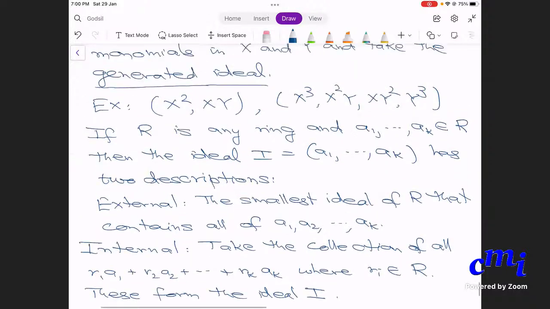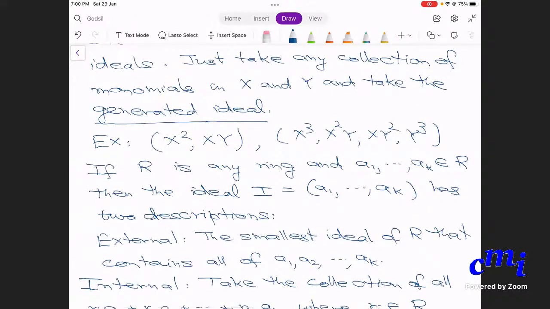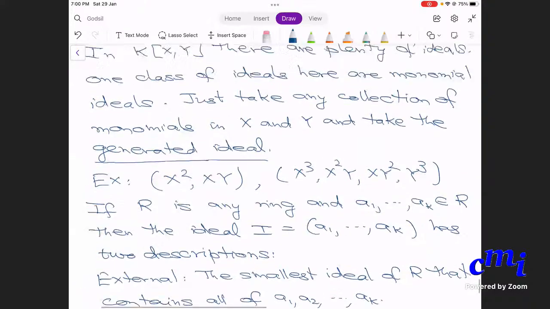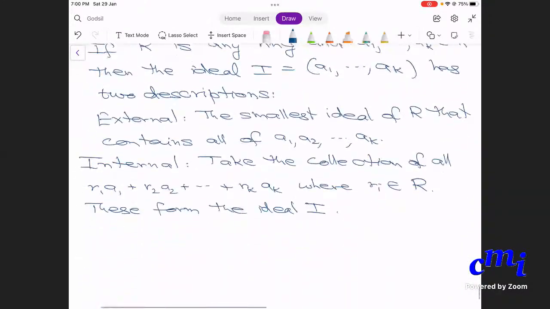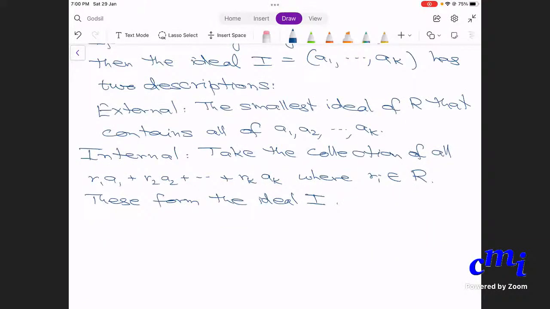So in particular, if we go back, monomial ideals are ideals generated by a set of monomials. But of course, there is no real restriction to taking just monomial ideals. K[X,Y] has many other ideals. Any ring has. You can just take any collection of elements in that ring and take the ideal generated by those. So that will give you plenty of examples of ideals. Okay, let's see what we do next.